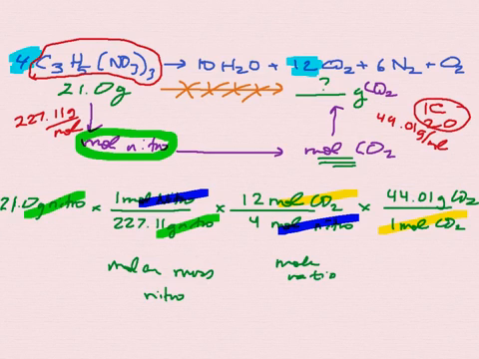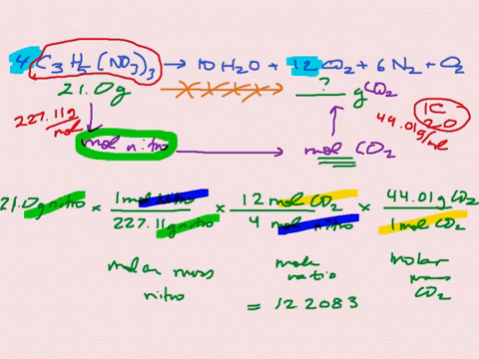And the third step was the molar mass of CO2. So into your calculator, you're going to type all those numbers. 21.0 divided by 227.11 times 12 divided by 4 times 44.01 equals. The answer in your calculator is going to be the unrounded 12.208, which is going to be 12.2 grams of CO2 when you're done.